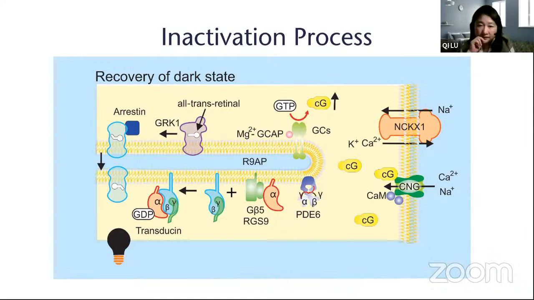But how do we restore the cyclic GMP concentration within the cell? That requires the GC enzyme. GC is guanylate cyclase, and it can convert GTP to cyclic GMP. But the active state requires magnesium binding GCAP, which binds to this guanylate cyclase. If calcium is bound to the GCAP, then it is not active.